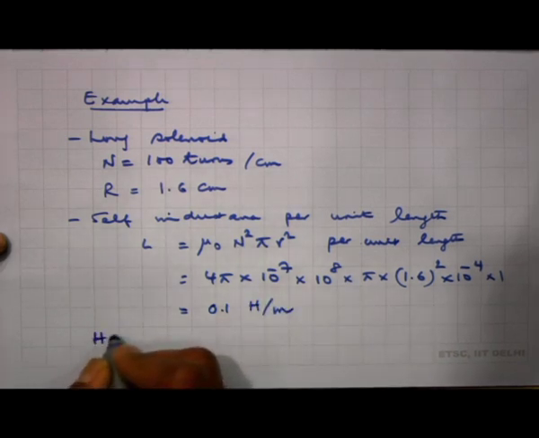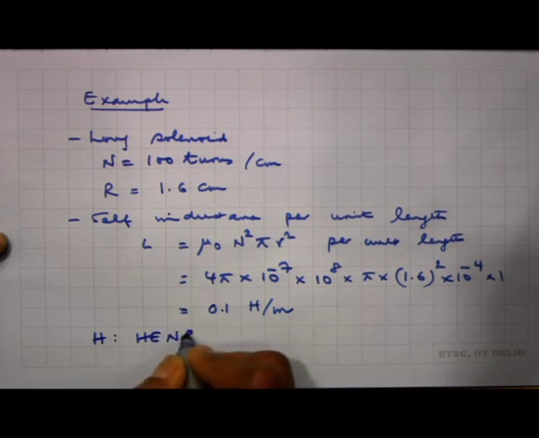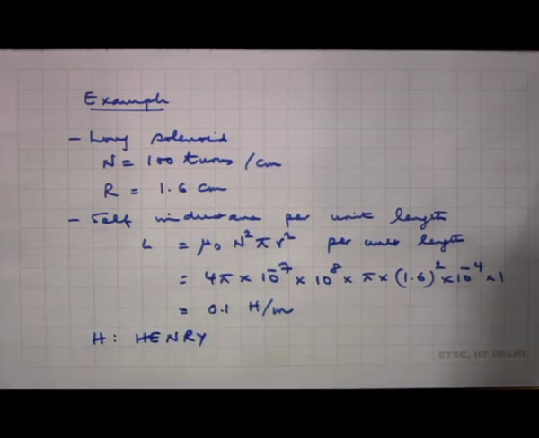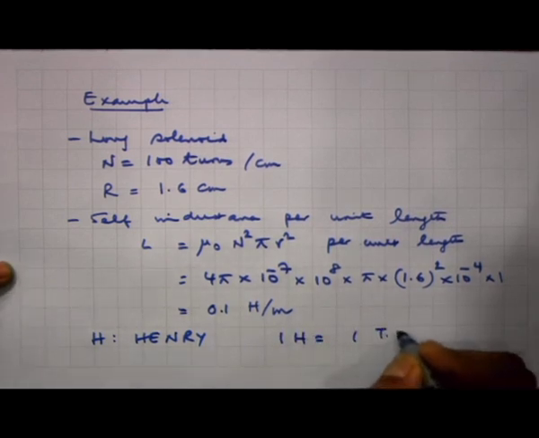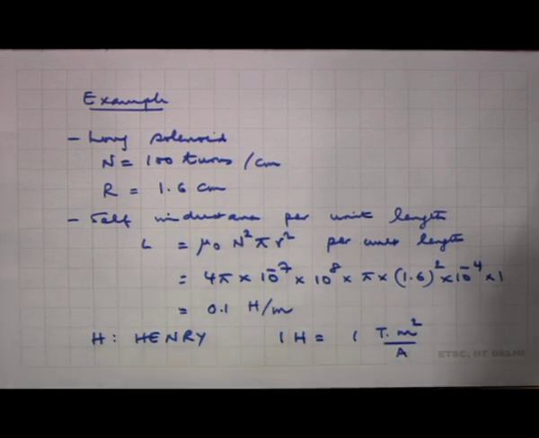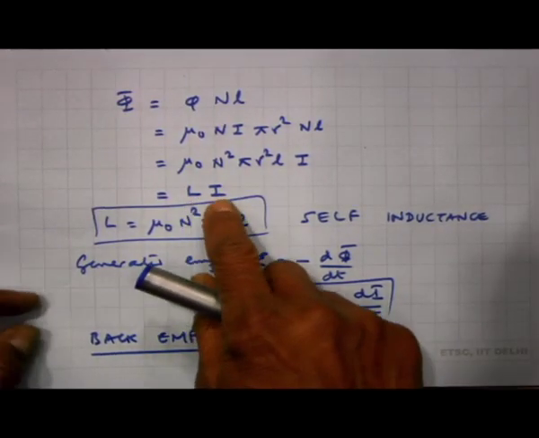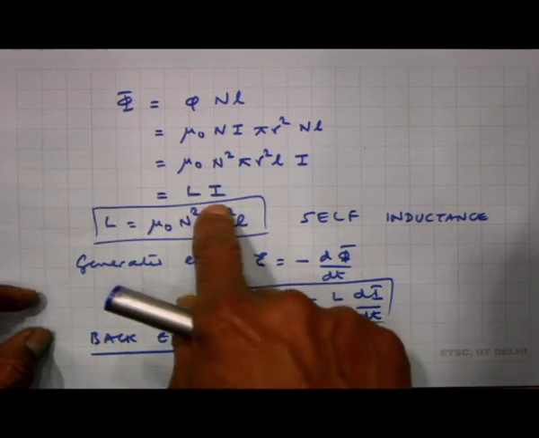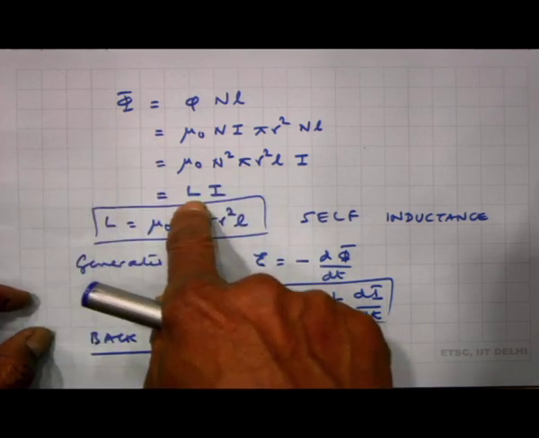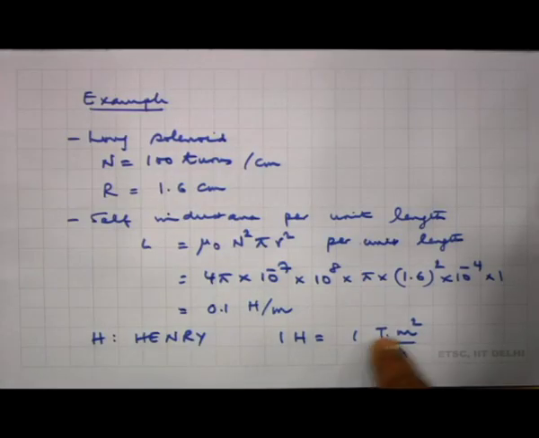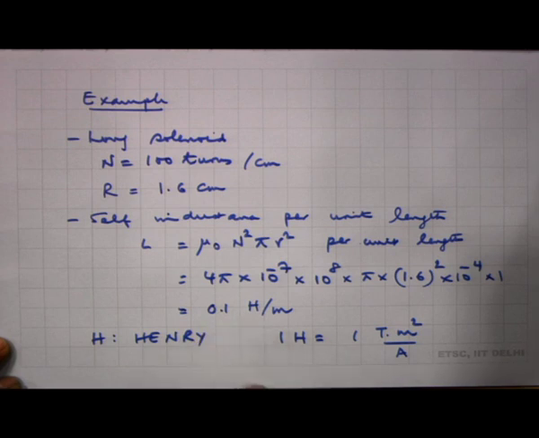Now, let me define this. This H refers to Henry. The unit of inductance is Henry, and 1 Henry is 1 Tesla meter square per ampere. Remember, the inductance is defined through this equation, where the flux is L times I. So, the unit of inductance is flux divided by current. Flux is magnetic field into area, so inductance must be magnetic field into area by current, which is Tesla meter square per ampere. That is called Henry.